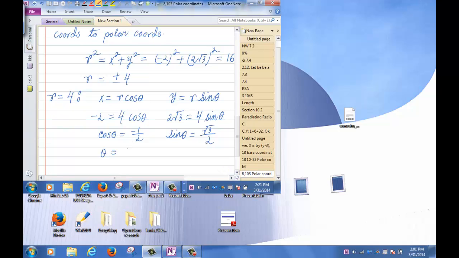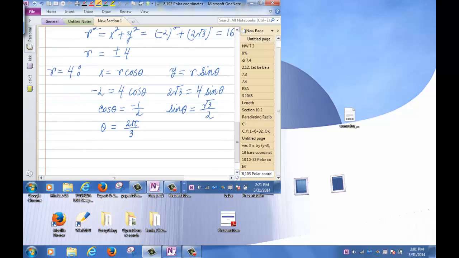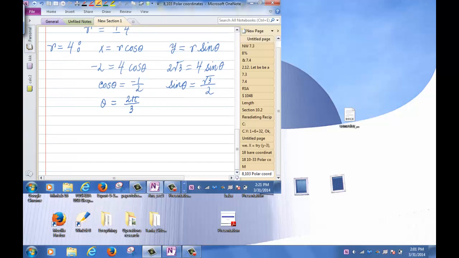Everybody's okay with that? Now, of course, once I find the value of theta, what would be the general values of theta? Well, I simply add a multiple of 2 pi. If I add a multiple of 2 pi, I get all the possible values of theta. Everybody's okay? So what am I getting in this case then? The polar coordinates are 4 and 2 pi over 3 plus 2n pi.